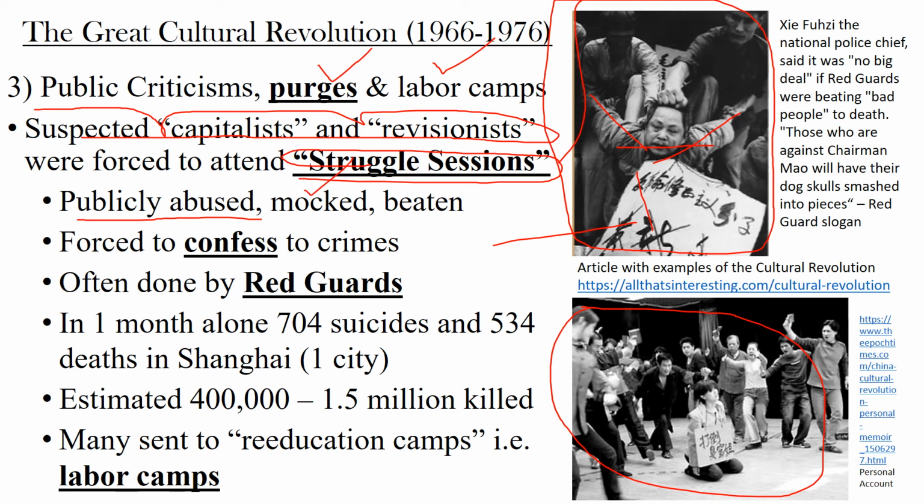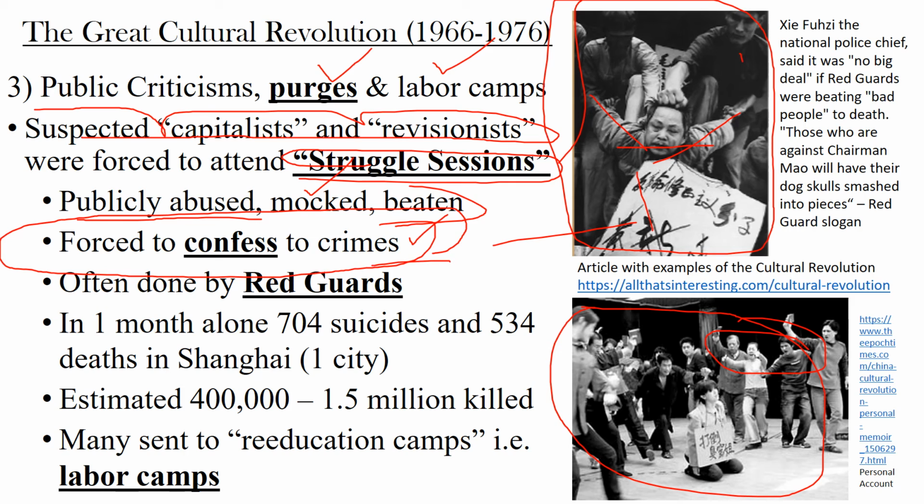They are mocked, yelled at, screamed at, cajoled, beaten, and forced over and over and over again to confess to whatever crimes they're accused of. Yes, I am a capitalist. Yes, my family were landlords and we benefited and we were cruel to the peasants. Yes, my father went to college and he wanted me to go to college too, whatever it was.